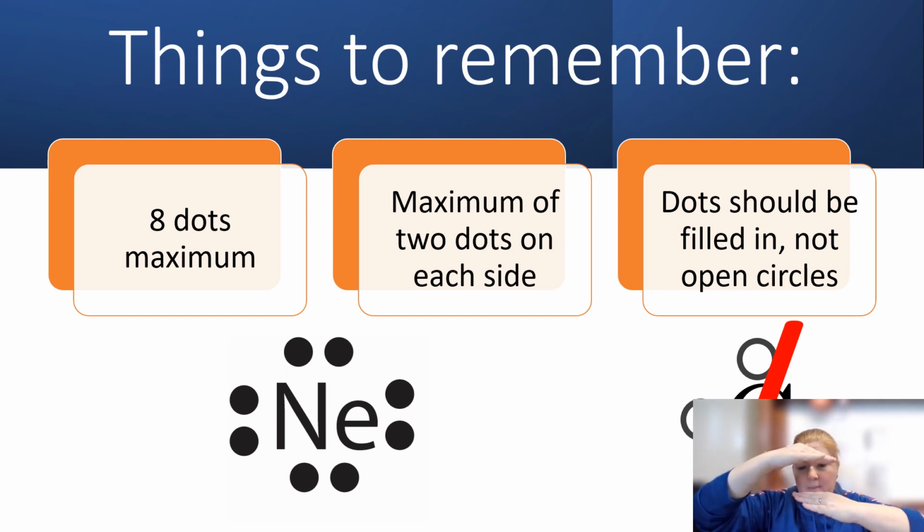Okay, so 8 dots maximum, 2 dots on each side. So remember, we're imagining the symbol of the element inside a box. We could put 2, and notice they go vertically on this side and they go horizontally on this side. Okay, the dots should be filled in, not open circles.